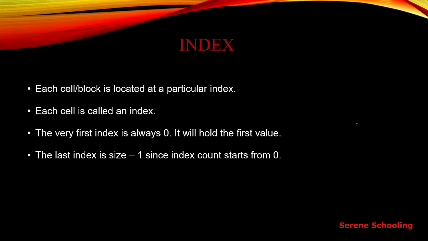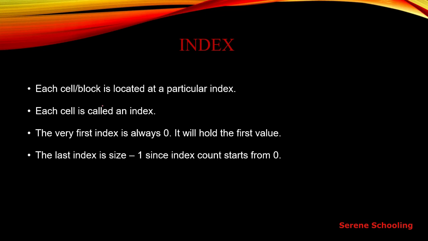And now let's talk about index. So what an index is. Each cell has a particular address, or each cell has a unique number assigned to it. This number tells us what block we are currently pointing to, what cell we are currently pointing to. So the index tells us the cell number which we are pointing towards.